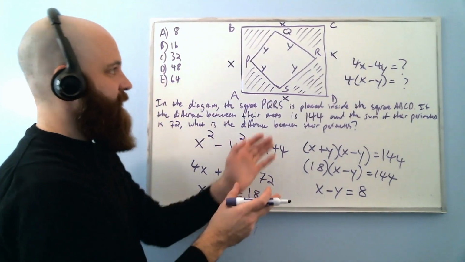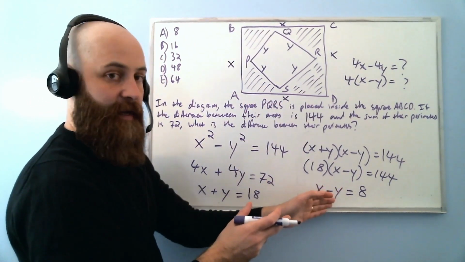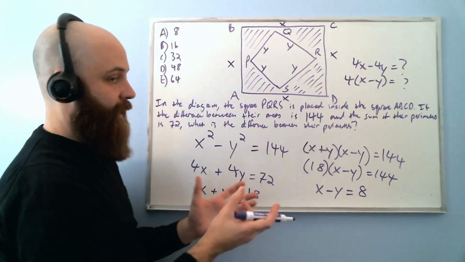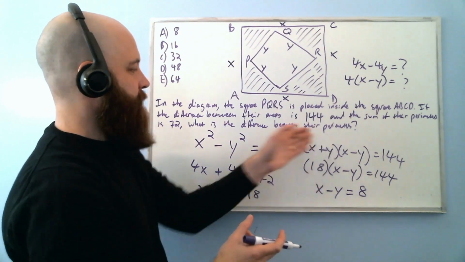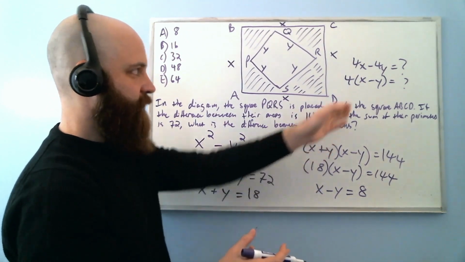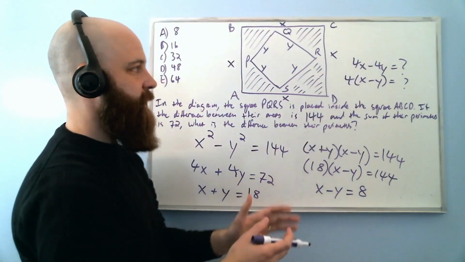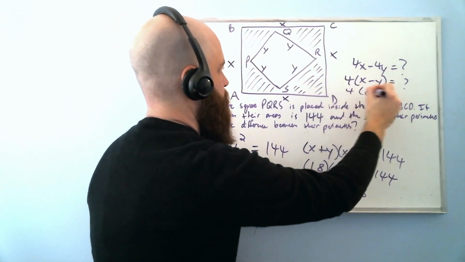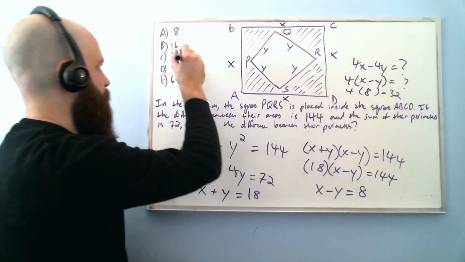Now, keep in mind, I don't want to jump the gun at that point and just pick the answer choice 8. In fact, that is an option that they offer me. But I'm trying to solve for the difference between their perimeters. Remember, it's 4x minus 4y, not x minus y. Okay, I'll plug that in here. That's equal to 8. So my final answer is 32.